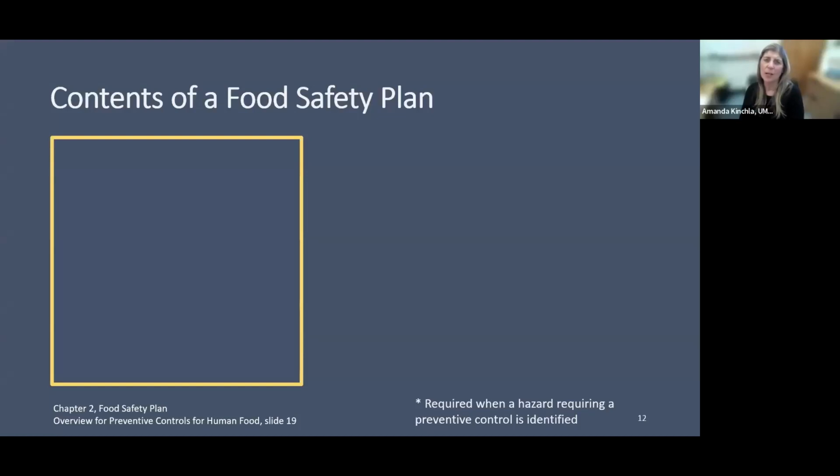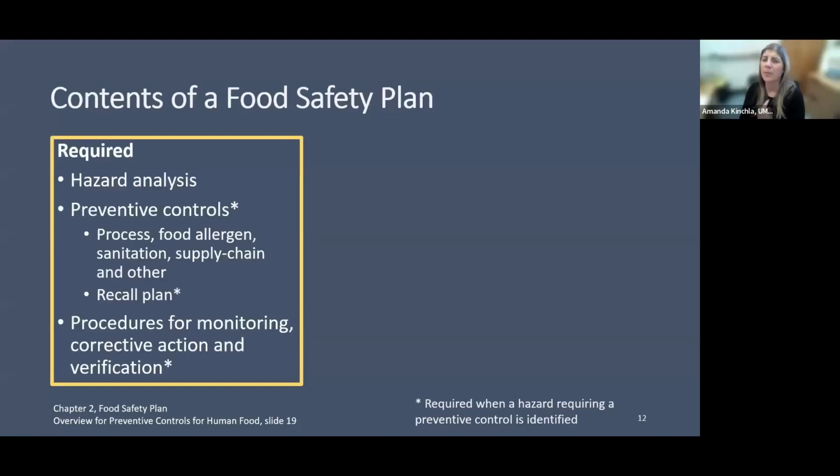Before I do that, I wanted to also raise or break down what the heck is in a food safety plan. As I'd mentioned, it's a written document that gives you a roadmap of what your concerns are or potential hazards in your food, and it writes down what your plan is to control them.